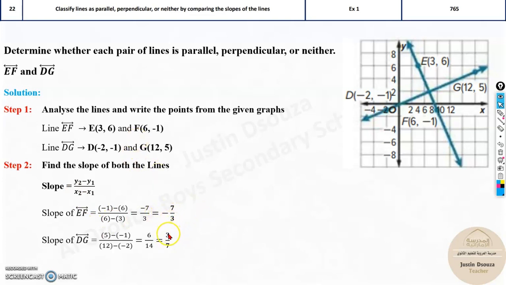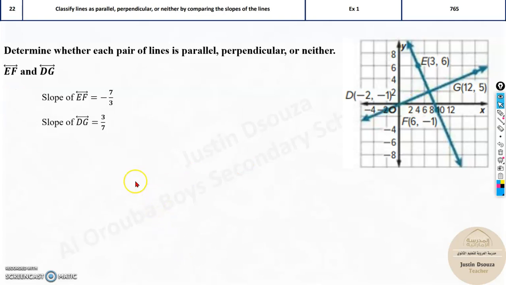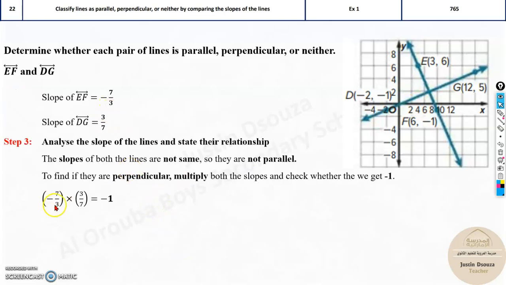You got the slope over here. But compare, is it the same slope? No, it should not be same as well. It cannot be same because their lines are close to perpendicular. It's either perpendicular or neither. Now let's multiply the slopes. What do you get? They're negative reciprocal of each other. 7 cancels, 3 cancels. You're remaining with -1. Yes, these are perpendicular to each other because the product of the slopes is -1.